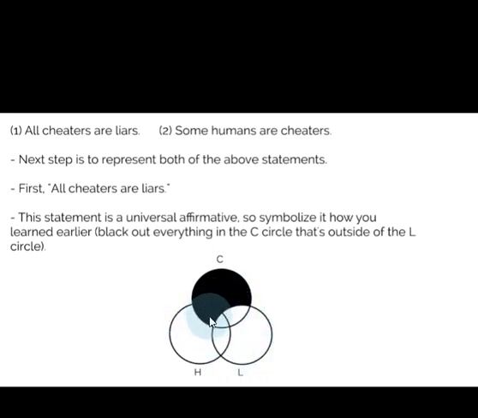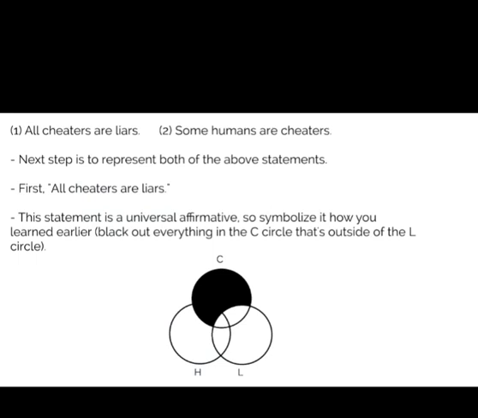So that means we have to shade this part. Yeah. But that's not saying a whole lot about humans yet, right? There's all sorts of other areas where a cheater could hang out here, right? There's all sorts of other possibilities. But if we just want to represent all cheaters are liars, we have to make sure that everything outside of the L circle in the C circle is shaded. Right? There are no cheaters outside of the liar circle. That's what all cheaters are liars means. Okay?